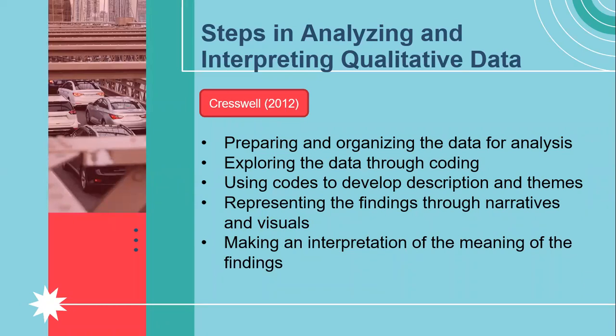There are some steps in analyzing, especially in qualitative data. Steps in analyzing and interpreting qualitative data by Creswell 2012. The first is preparing and organizing the data for analysis. We have to collect all the data here for analysis. The second is exploring the data through coding. Next, using codes to develop description and themes. The next step is representing the findings through narrative and visual, and the last is making an interpretation of the meaning of the findings.